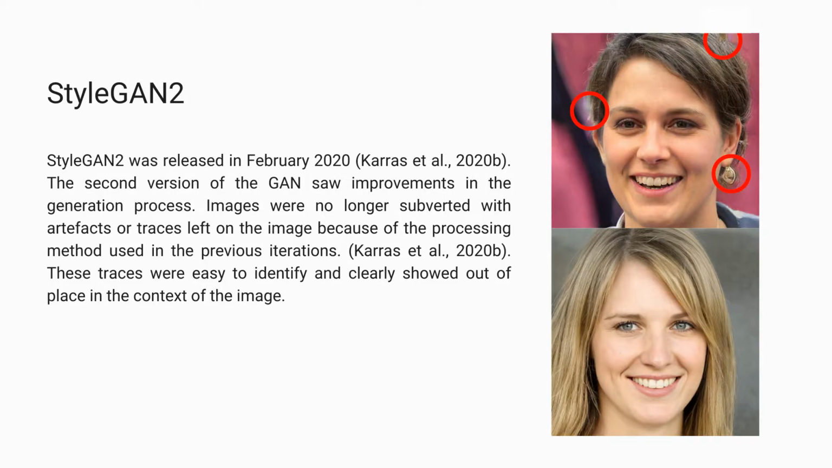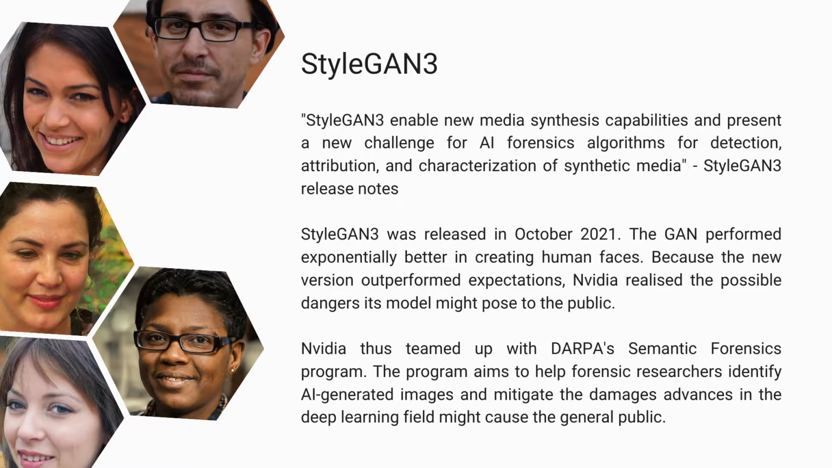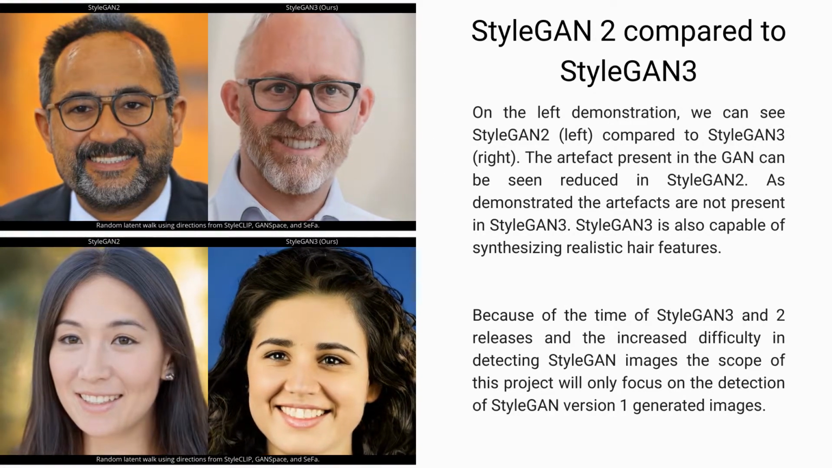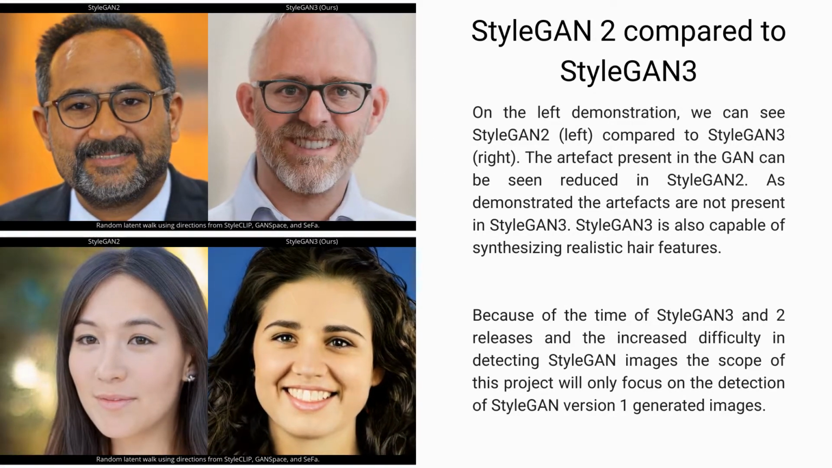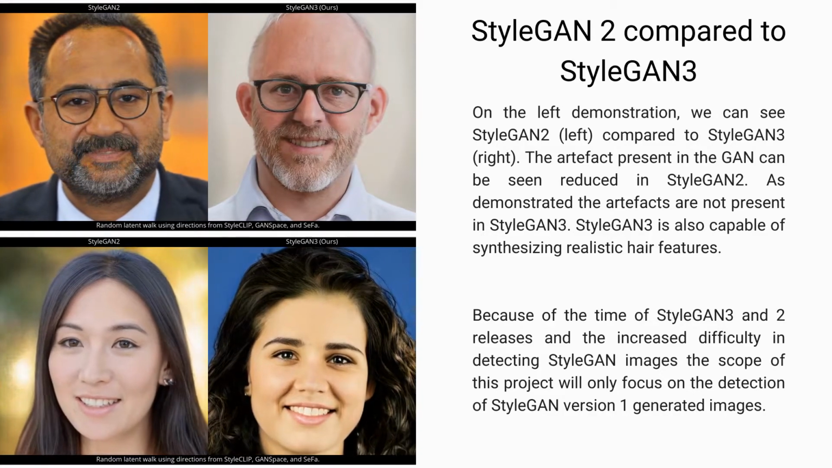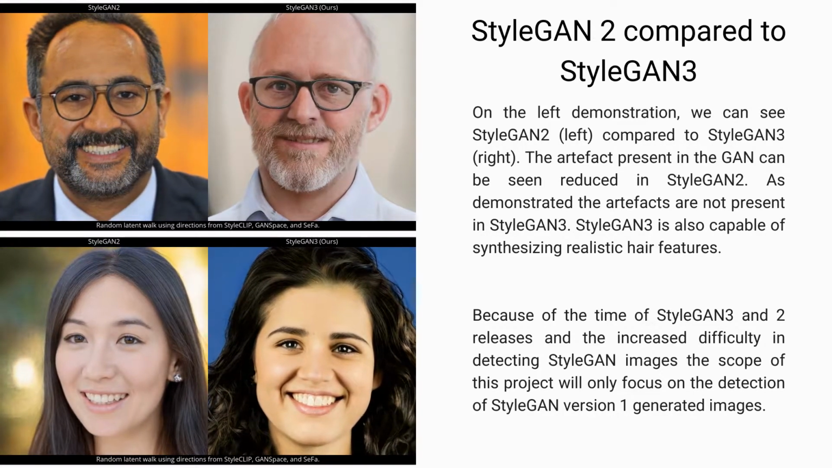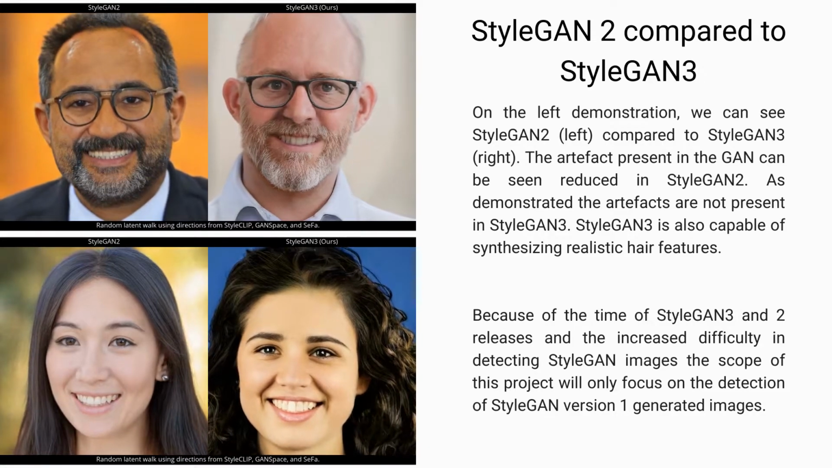StyleGAN 2 improved the GAN so that the artifacts that were noticeable in the initial release were no longer present. StyleGAN 3 was released in October 2021. The newest version of the GAN exceeded expectations, and NVIDIA realized the possible problems the GAN might cause the general public. NVIDIA therefore also teamed up with forensic scientists to develop detection methods for StyleGAN. In this demonstration, we can see a comparison between StyleGAN 2 and StyleGAN 3. StyleGAN 3 has no artifacts and dataset noise and can also synthesize realistic hair features.